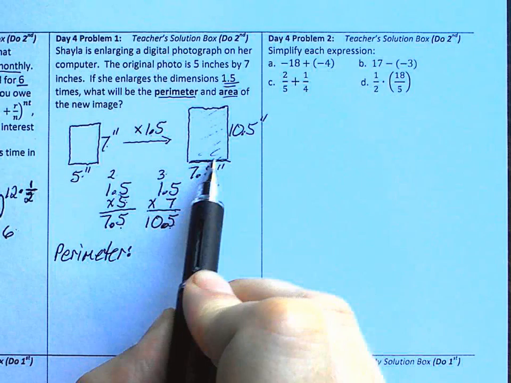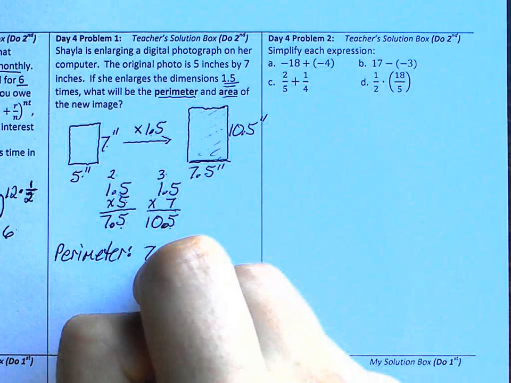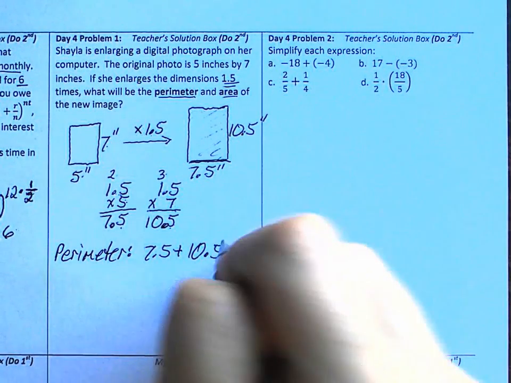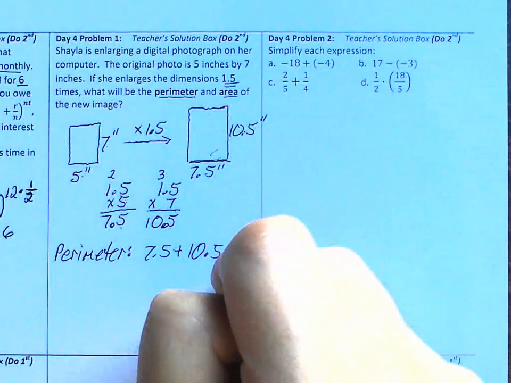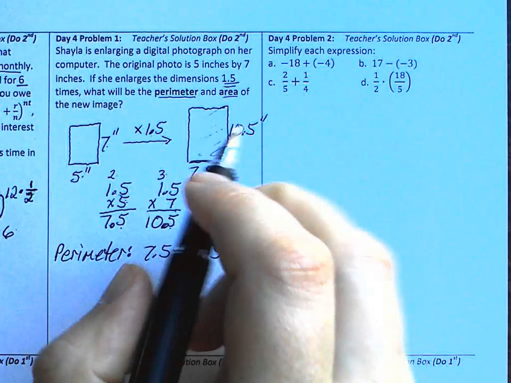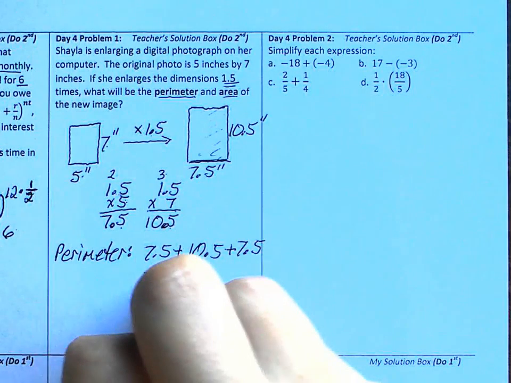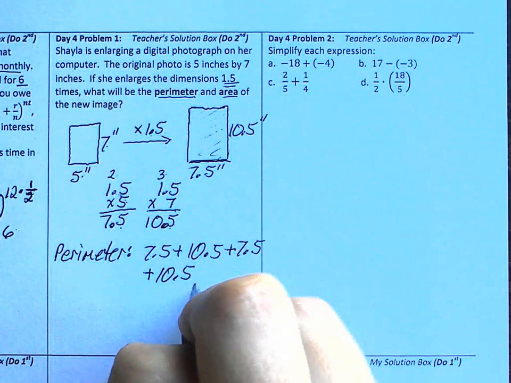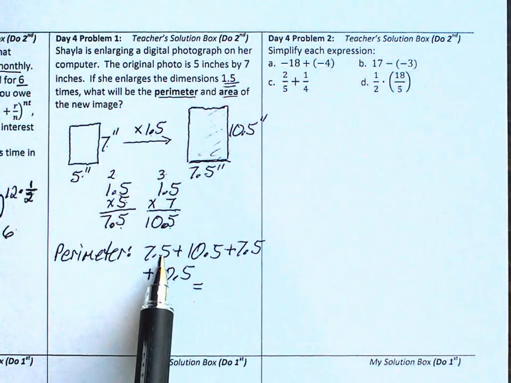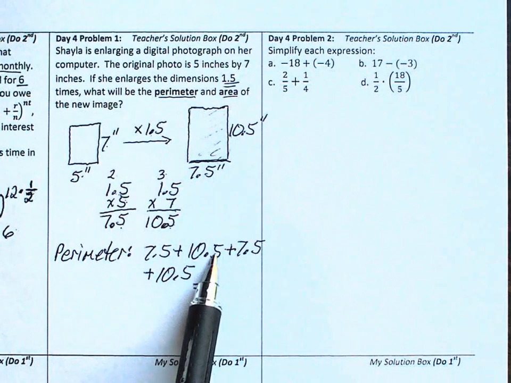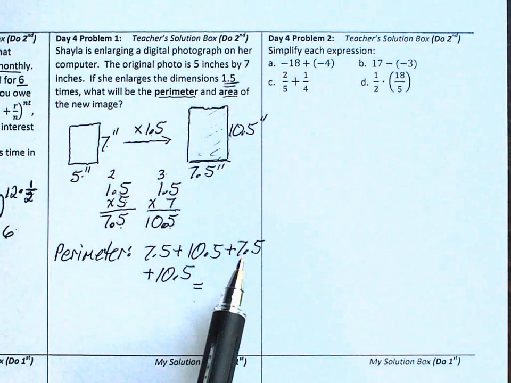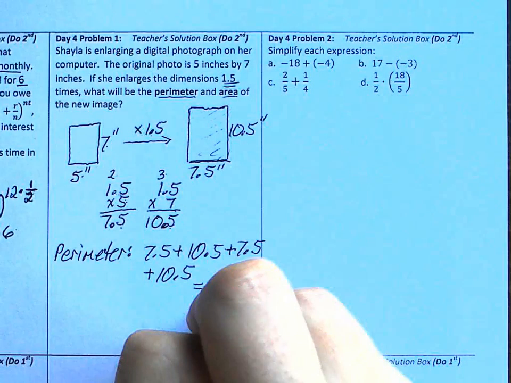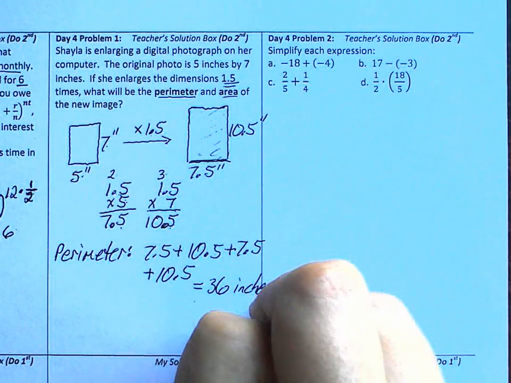Perimeter, how far is it around the outside of the photo? So it is 7.5 across here, plus 10.5 for this side, plus 7.5 for the top, plus 10.5 for the left side. What's this add up to? 7.5 plus 10.5 is 18, and 18 plus 18 is 36 inches.